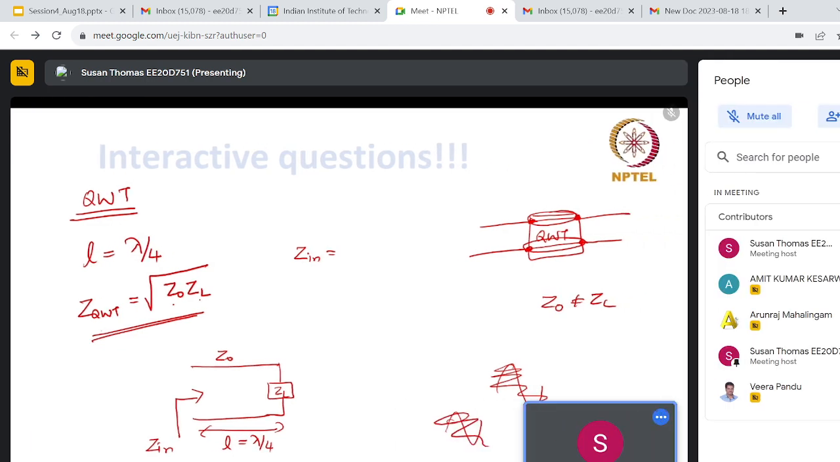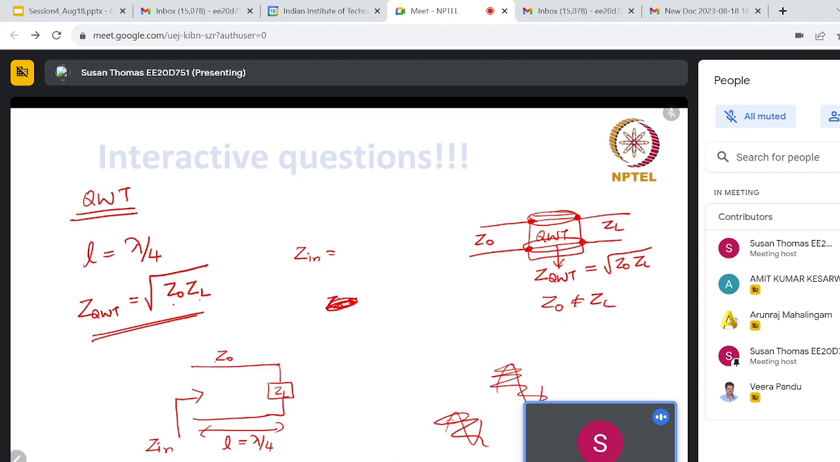Yeah, this question is slightly different. Okay, let me correct you. I am not asking about the quarter wave transformer's impedance. We know the quarter wave transformer equation, that is what you have written: the quarter wave transformer's impedance, that line's impedance, should be the square root of Z naught into ZL.